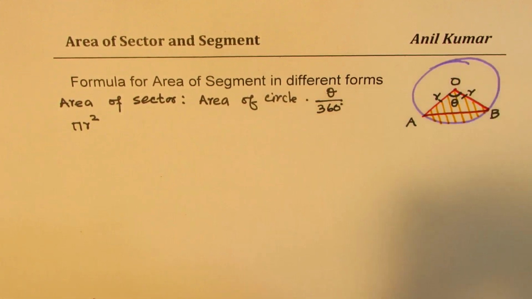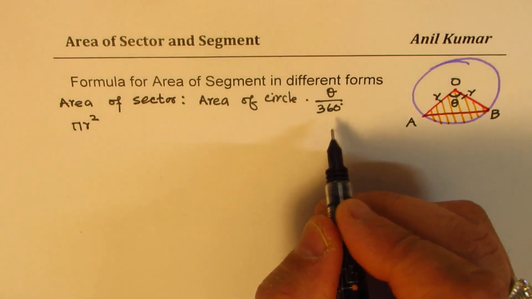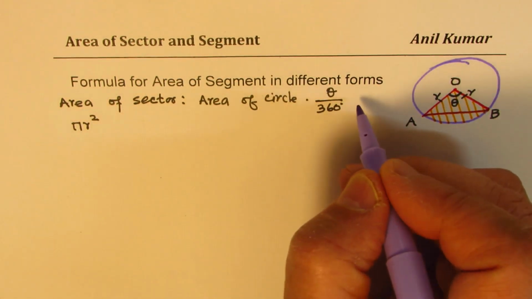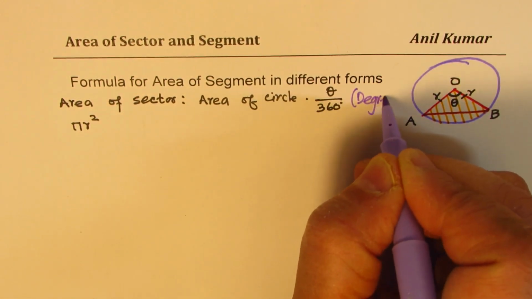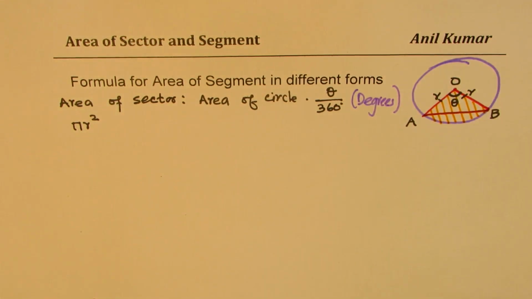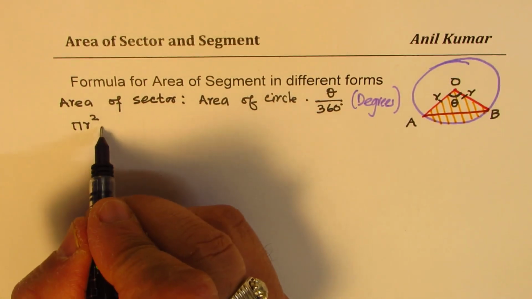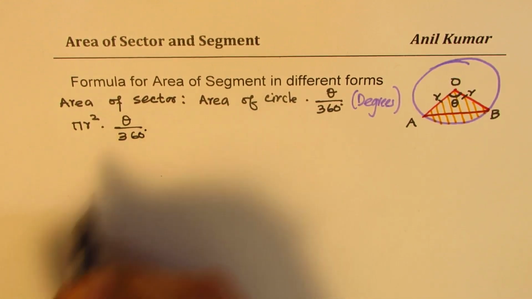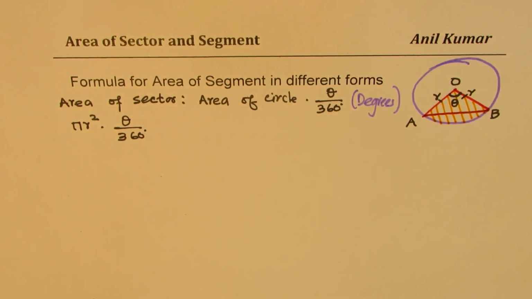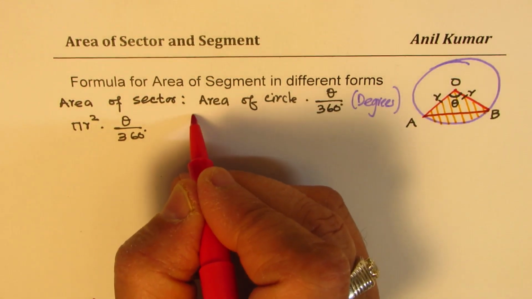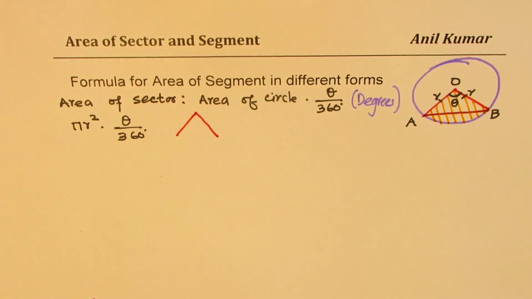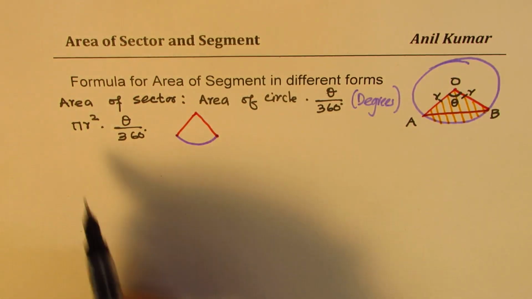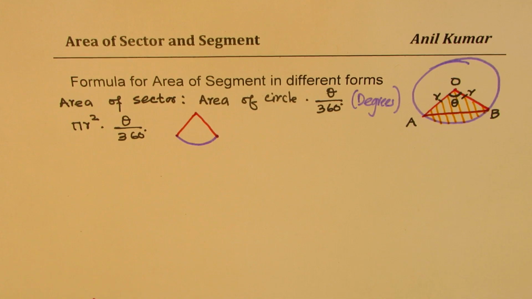So let's first work in degrees. Okay, so in degrees, let's say. Okay, so we get area of circle as pi r square times theta over 360 degrees, correct? So we have one formula here, and let me say here clearly that this is our sector, which is kind of like this, correct? And the area is theta over 360.